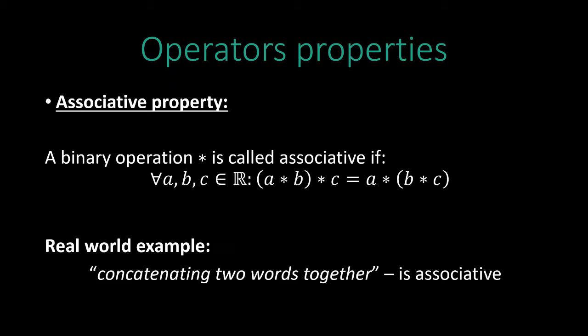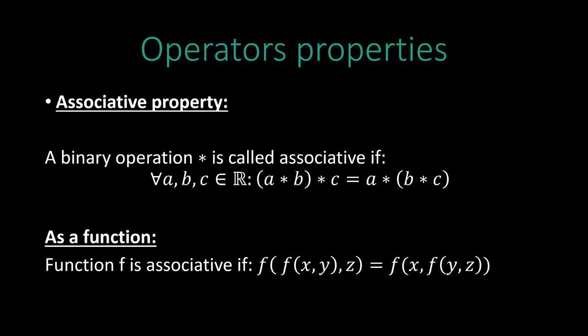Nice. A sort of real-world example is concatenating 2 words together. So we have done this in Python, right? Hello world today. If you concatenate hello world and then add today to it, it's the same as hello world today, and it's the same. So you can extend this into like real world things as well. Nice. So this would be associativity.